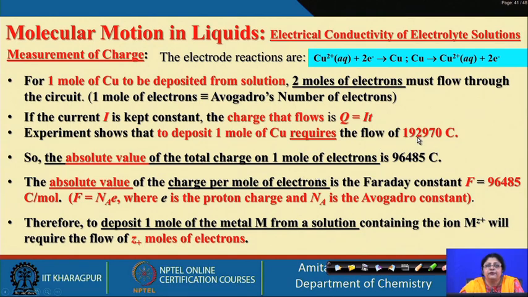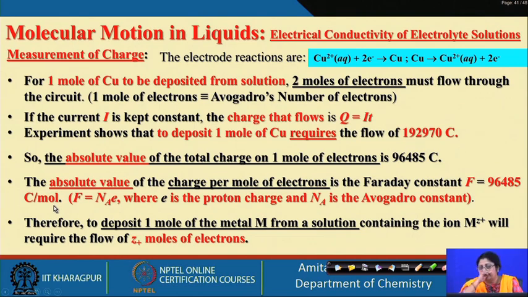So, if I want to find the charge equivalent to 1 mole of electrons, then this will be divided by 2. So, this is what we get. The absolute value of the total charge on 1 mole of electrons will be 96485 coulombs. So, the absolute value of charge per mole of electrons, which is known as the Faraday constant, is defined as F = 96485 coulombs per mole.